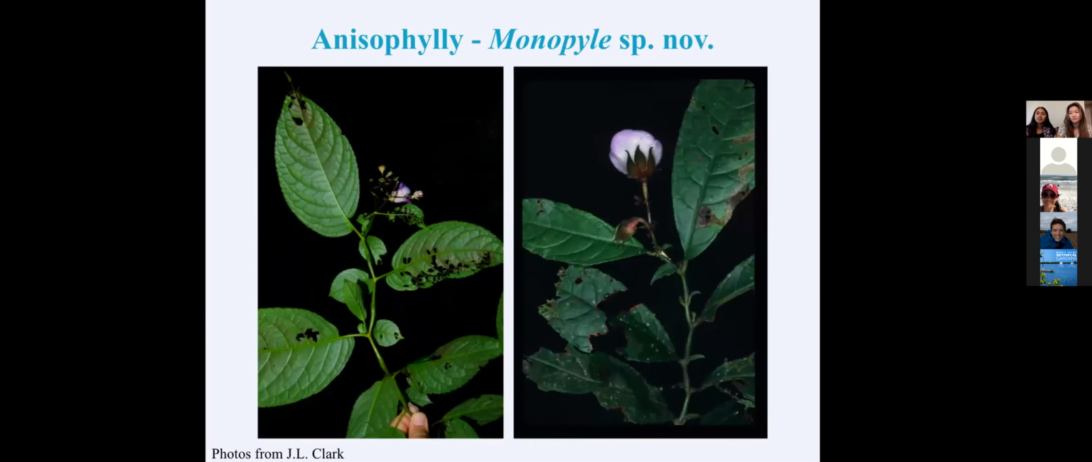These are 2 undescribed species that we sequenced showing anisophyly, which is again one big leaf and one small leaf across from each other. Monophyly also has the variable swelling. You can see that between the nodes, whereas in other genera, the swelling would occur at the node of the leaf.